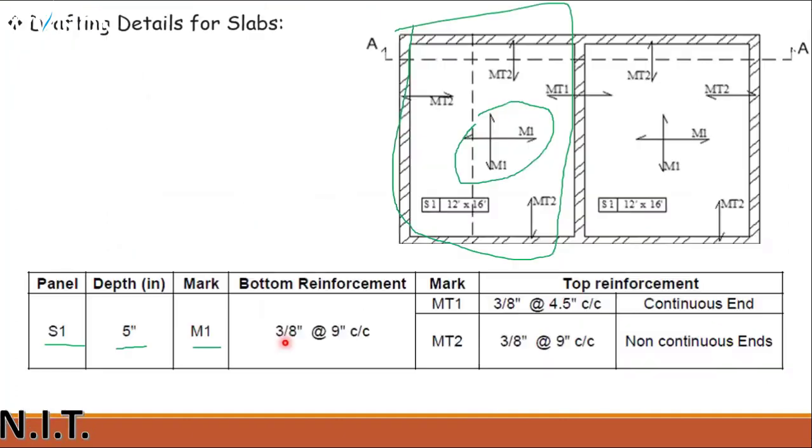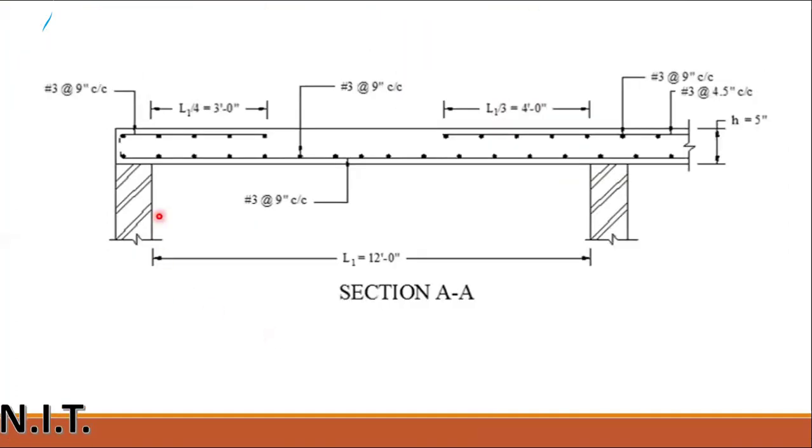The bottom reinforcement, as you can see, this is your main reinforcement, number 3 at the rate of 9-inch center to center, and in the other direction it is also number 3 at the rate of 9-inch center to center. The top reinforcement is number 3 at the rate of 9-inch center to center, and this cut off is because of L, 12 divided by 4 is equal to 3 feet. This length shows the cut off.